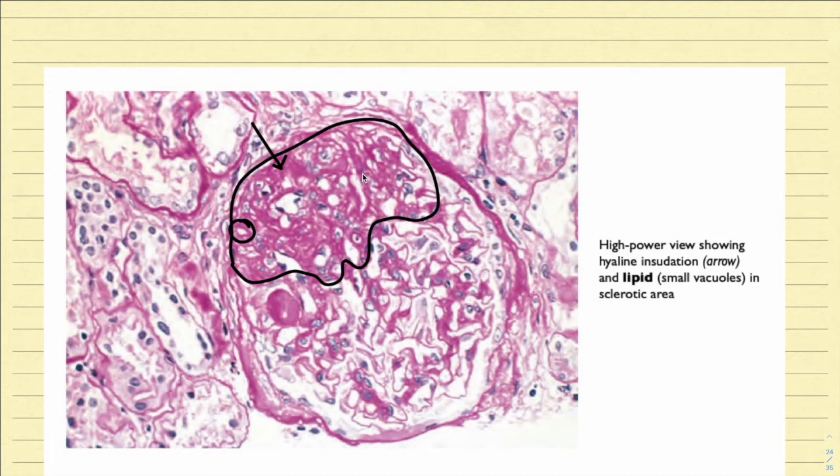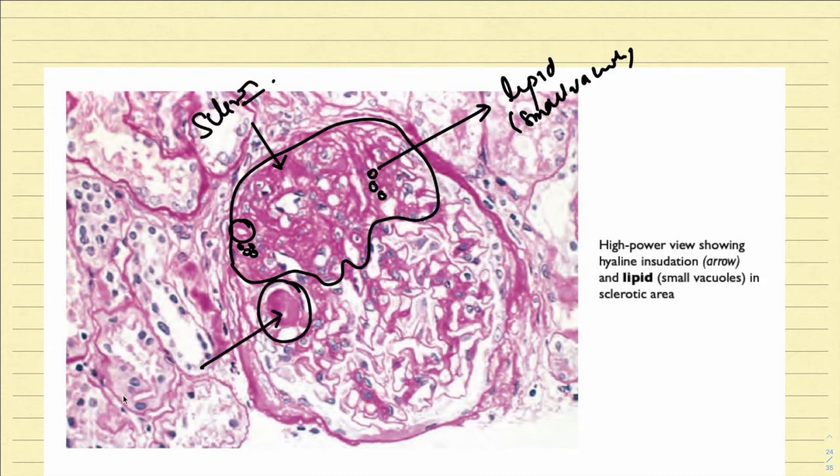Also very important, if you see in the sclerotic area, small vacuoles are there, which are nothing but the lipid droplets in the sclerotic area. These are nothing but the deposition of lipids in the sclerotic area, represented by small vacuoles. This is the area where there is a sclerosis. Also, can you see over here one area of hyalinosis? This is the area of hyalinosis as we can appreciate over here.